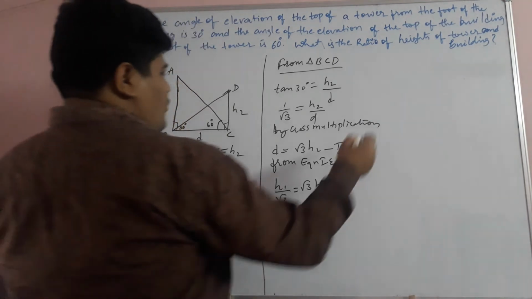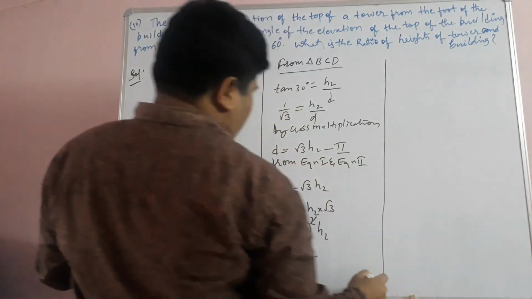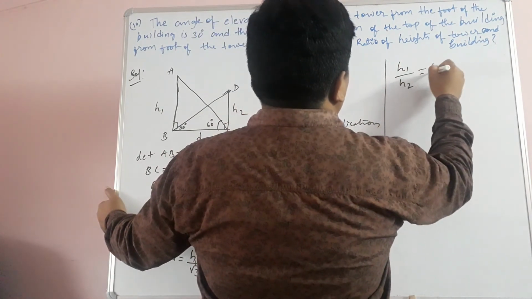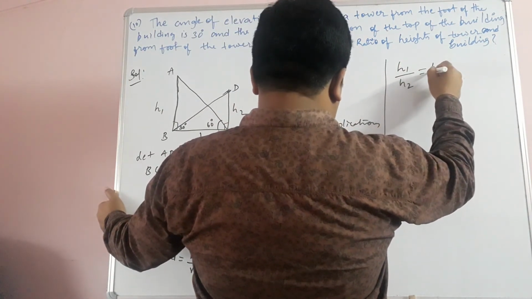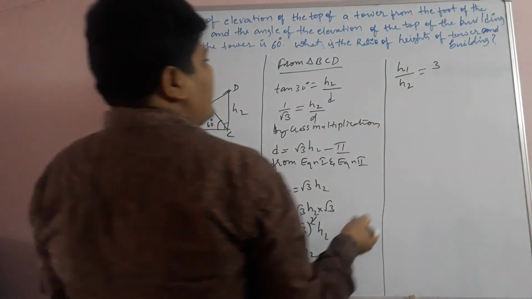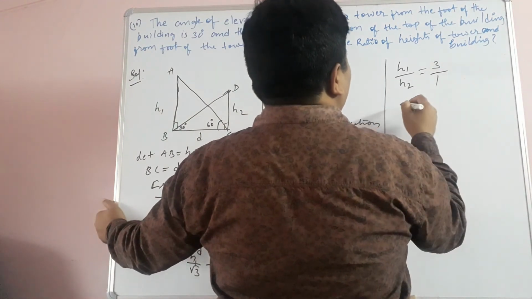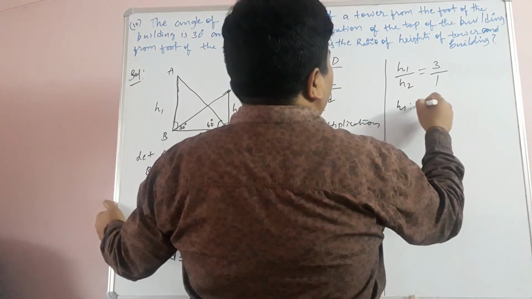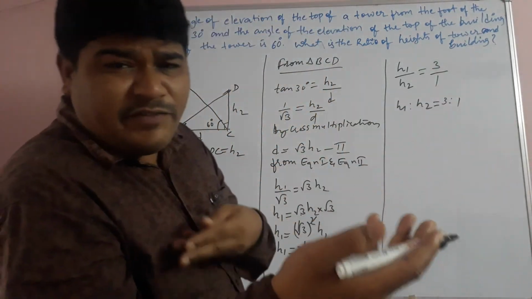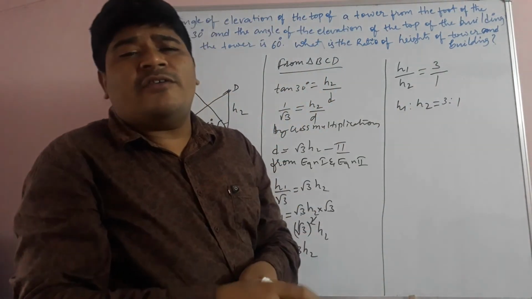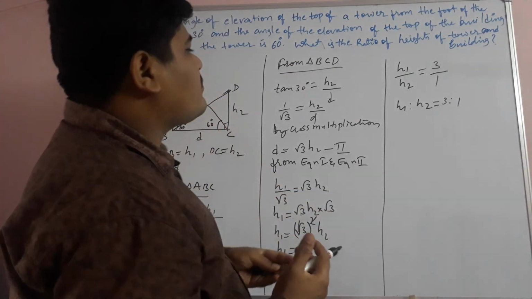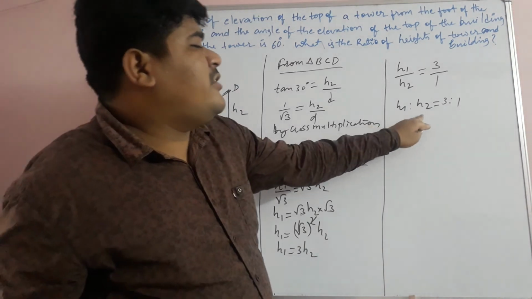Now children, transpose H2 to the left hand side. So then what will you get? H1 by H2 is equal to 3. We can write 3 as 3 by 1, no? So in ratio form we can write H1 is to H2 is equal to 3 is to 1. Children, just 3 there means we can write it as 3 by 1, 5 there means 5 by 1. So by 1 we can write to any number. Here H1 is to H2 is equal to 3 is to 1.